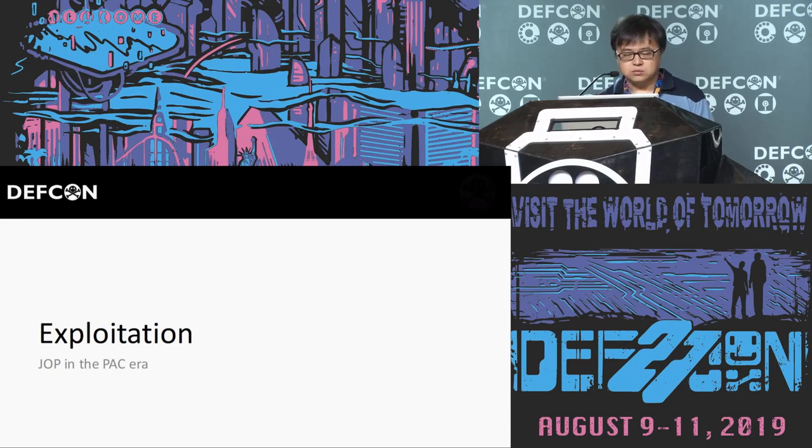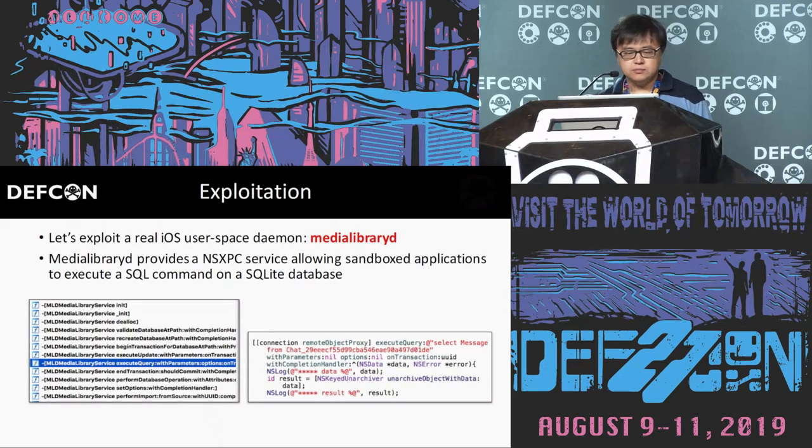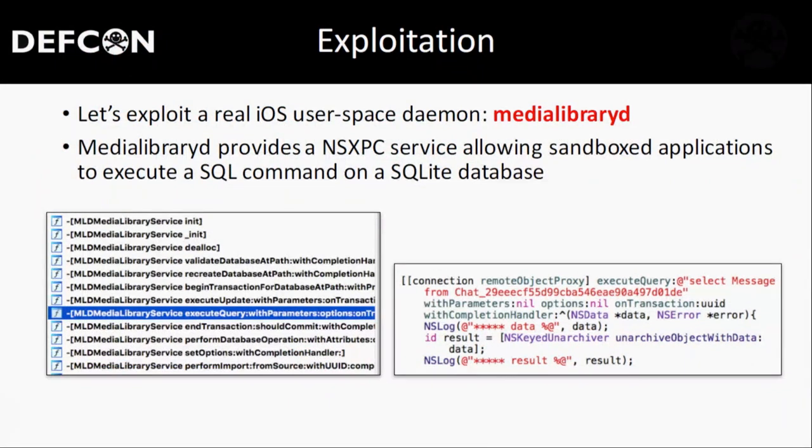With this issue, let's have a look at how to do exploitations in the user space right now. Here, I will use a real iOS user space vulnerability to show how to do exploitations in iOS user space daemons. This is a vulnerability in the daemon called medialibraryd. Medialibraryd provides an NSXPC service which allows sandboxed applications to execute a SQL command on a SQLite database. The XPC function is called executeQuery in the left figure.